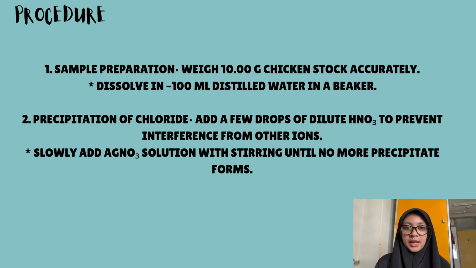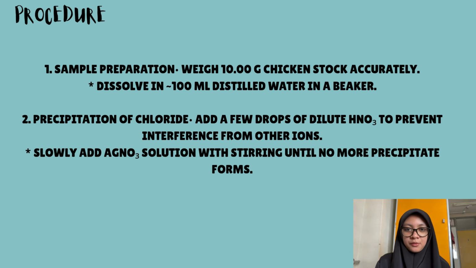Now, let's walk through the experimental procedure, which begins with sample preparation and precipitation. First, for sample preparation, we accurately weighed out 10 grams of our chicken stock sample using the analytical balance. We then completely dissolved the sample in approximately 100 ml of distilled water within a beaker to free the chloride ions into the solution.